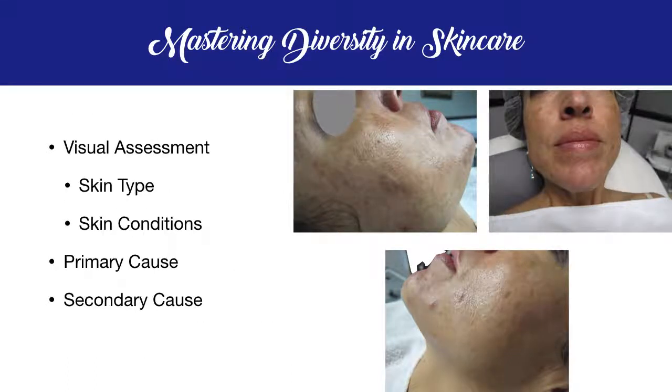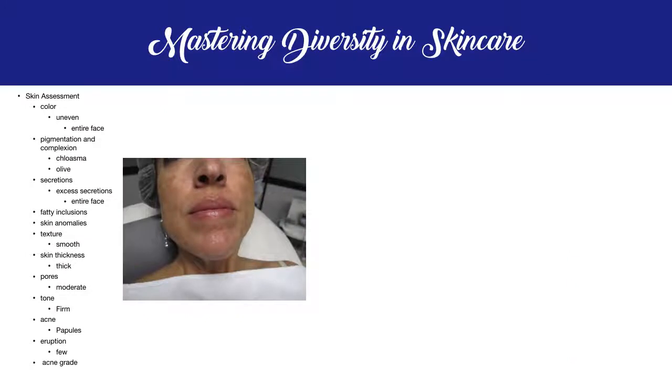The visual assessment of the model in this photo, the skin shows a particular skin type and also more than one skin condition. The model's photo also shows a variety of conditions to address. I will go over the questions asked in the workbook and break down the visual assessment so that you'll understand the primary cause of the condition and what should be addressed first and why.